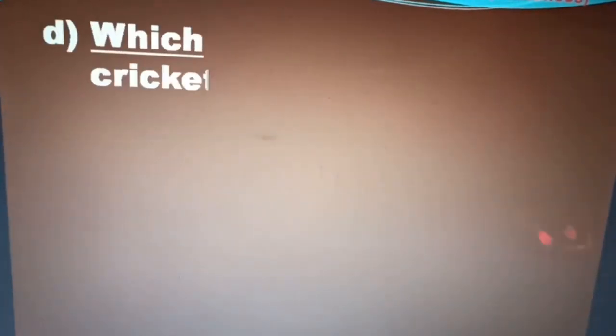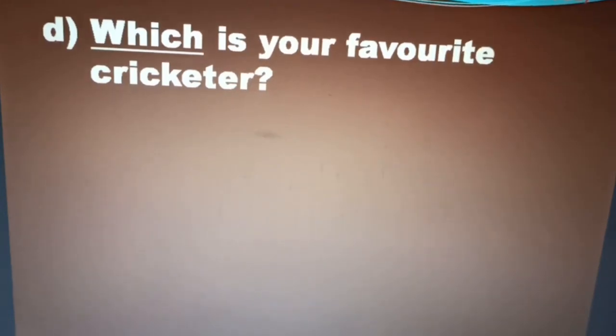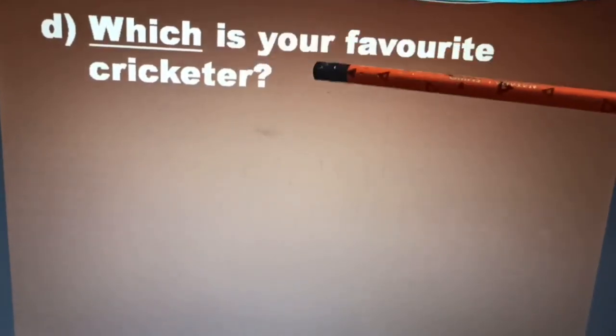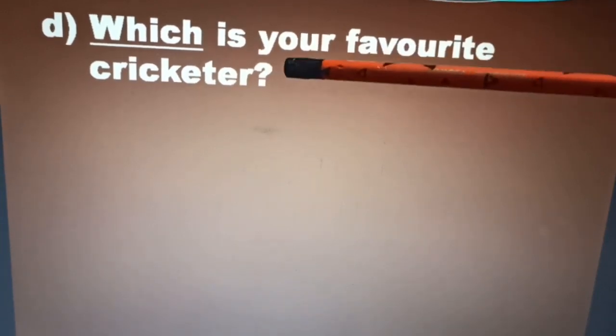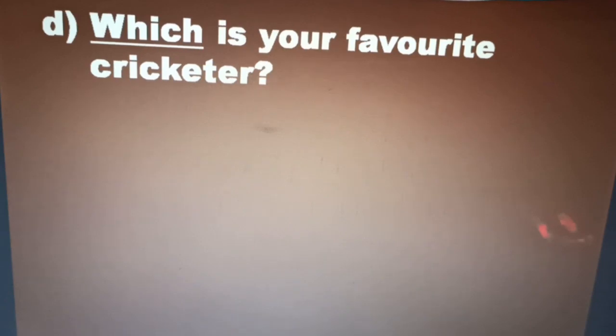Now the D part: Which is your favorite cricketer? Question mark. तुम्हारा फेवरेट क्रिकेटर कौन है?